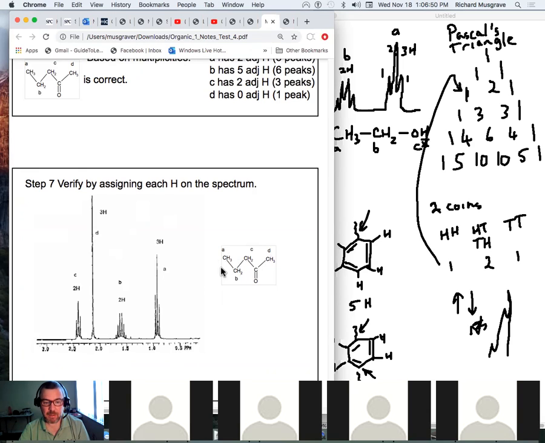That makes A the CH3 on the other end, which has 3 peaks because it's next to 2 hydrogens. And then you've got the B peak here, which has 6 peaks, so it's adjacent to 5 hydrogens. 3 plus 2 is 5. And the CH2, which I've lettered C, is next to 2 hydrogens, and so it appears as a triple peak over here. All right, any questions?